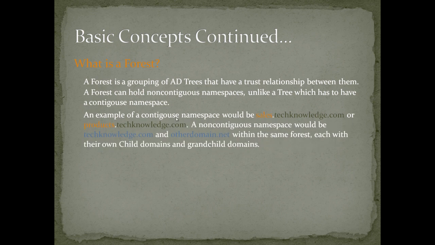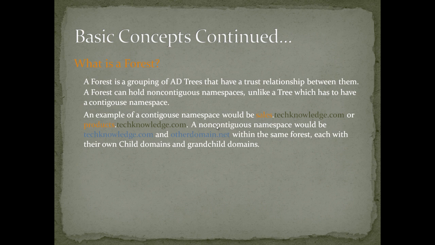Here's a little example. A contiguous namespace would be sales.techknowledge.com or products.techknowledge.com, and a non-contiguous namespace would be techknowledge.com and, let's say, otherdomain.net. So techknowledge.com and otherdomain.net could have a trust between each other, and all that means is that techknowledge.com trusts otherdomain.net, and they can share files, and users from otherdomain.net can log into techknowledge.com and vice versa.